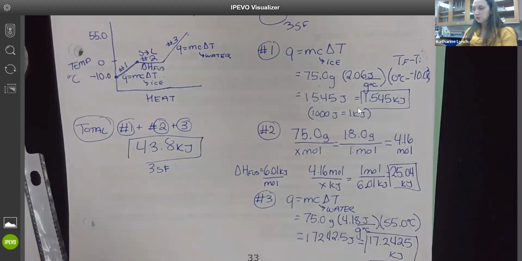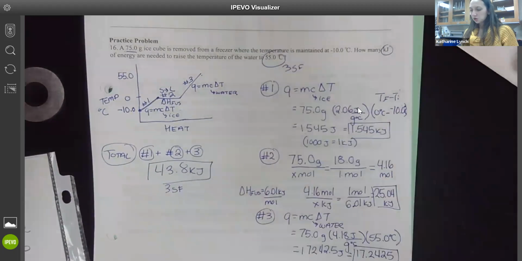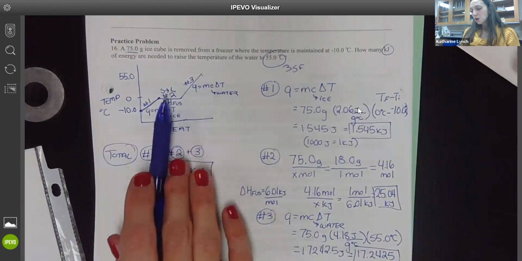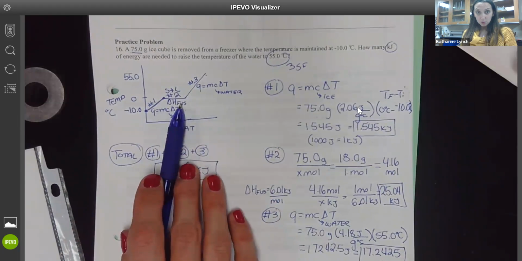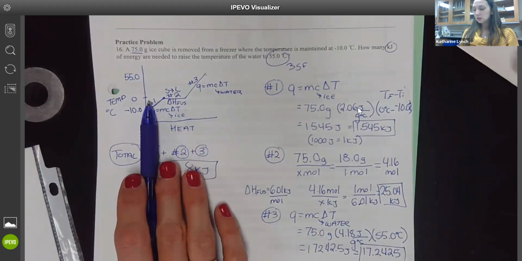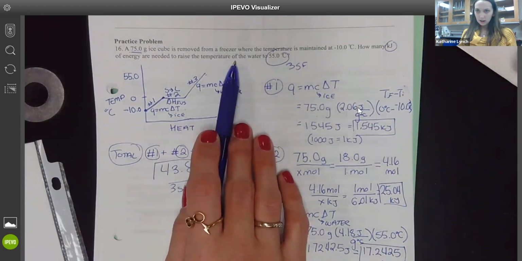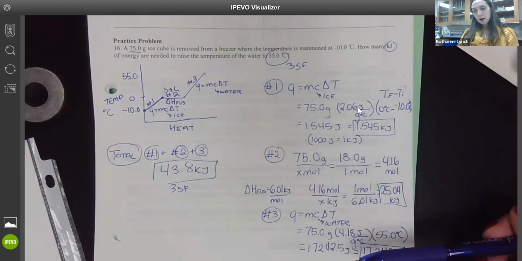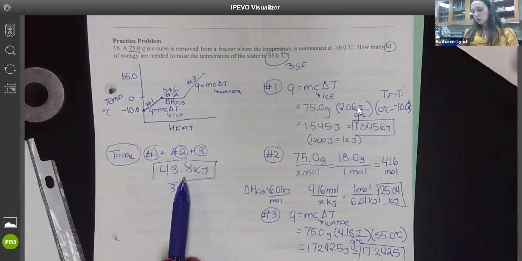So when you do these problems, sketch yourself a graph. Think about where you start, where you finish, where the plateaus are. For water, it's at 0 degrees and would be at 100 degrees, but this problem didn't ask for it. You'll have other problems that do. Do each individual part, show all your work with units, and then your total will be all the parts added together, usually answered in kilojoules.